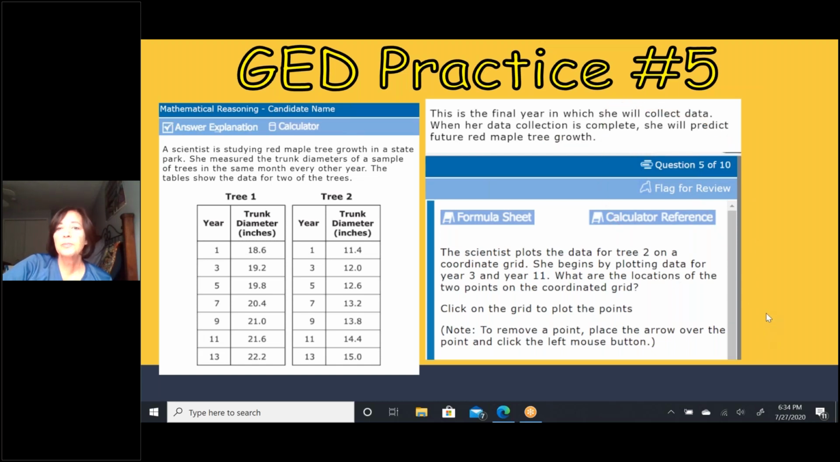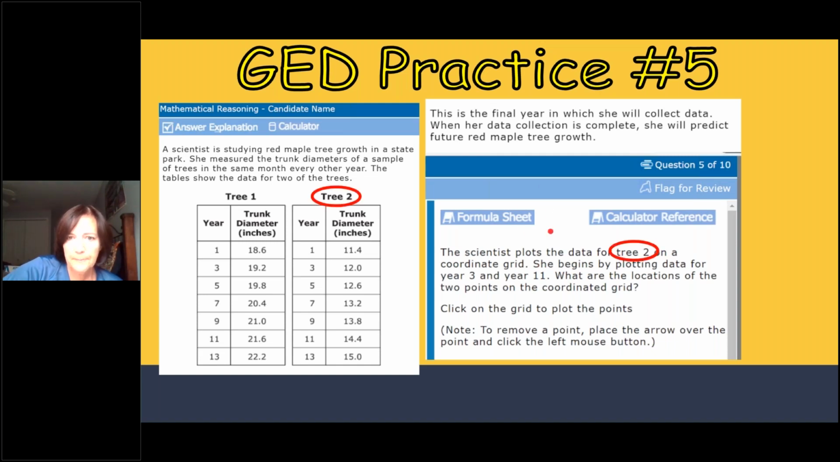So the scientist plots the data for tree 2 on a coordinate grid. She begins by plotting data for year 3 and year 11. What are the locations of the 2 points on the coordinate grid? And then they give you directions. Click on the grid to plot the points. I'm not using their grid, so mine will be a little bit different.